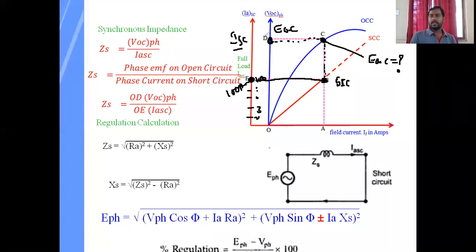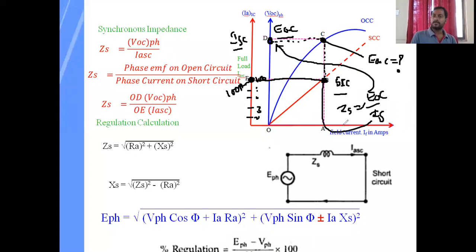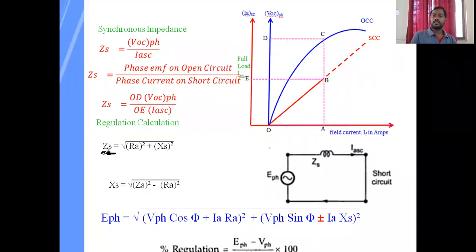So in this way, we can find EOC and ISC, and ZS is equal to EOC by ISC. So EOC from this value and ISC from here, 100. This is the rated value. So in this way, we can find the ZS. We got the ZS value, and previously we got the RA, and now XS is equal to under root of ZS square minus RA square. So in this way we can find XS.